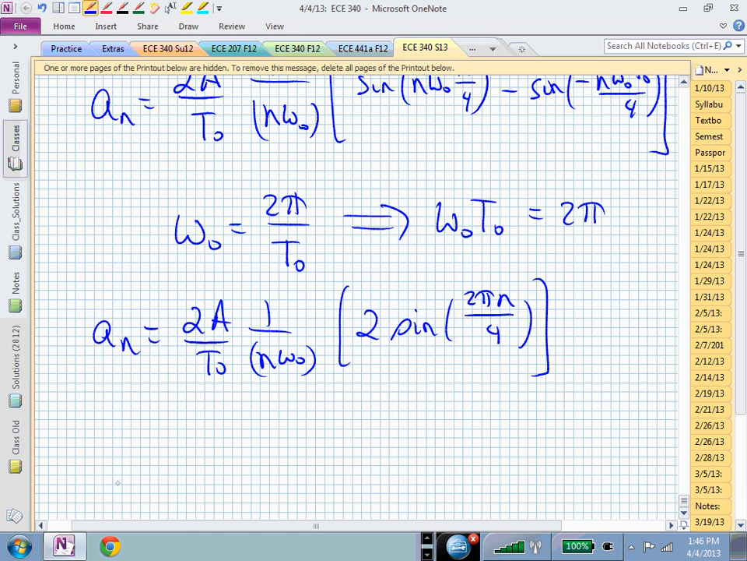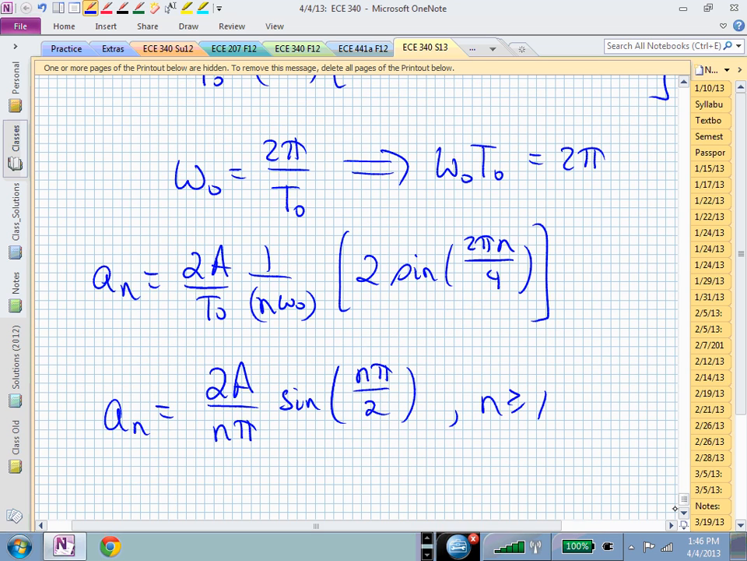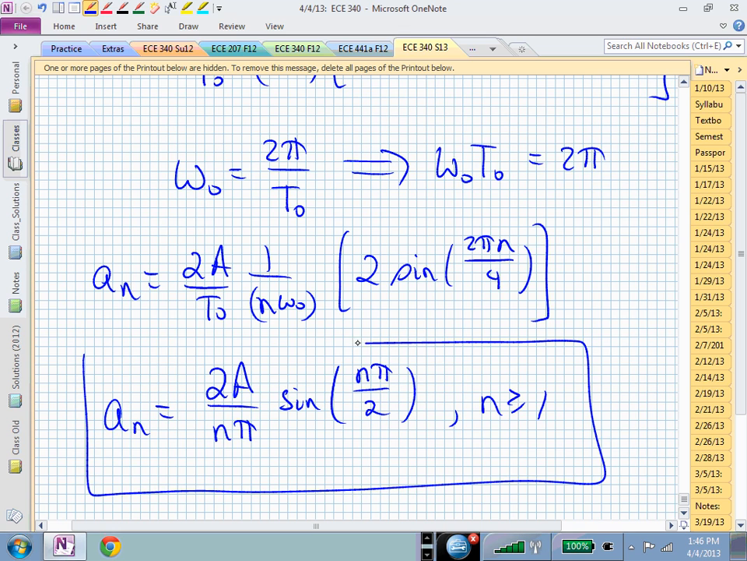All of this boils down to a sub n equaling 2A over n pi sine of n pi over 2, and that's true for n greater than or equal to 1. And those are now my a sub n's. And because my signal was even, your b's are going to be 0. All of your b's will be 0, and you can figure that one out as an exercise. So we'll pick up at that point on Tuesday.